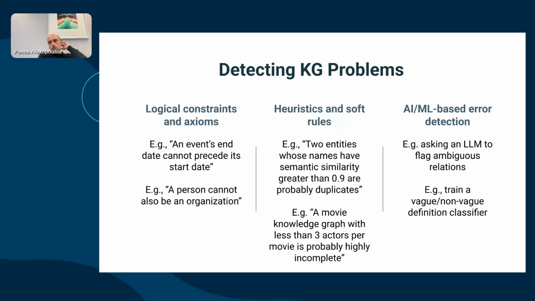And of course, we can be even more sophisticated and go on and build more machine learning based error detection techniques, including, for example, asking an LLM or building our own error detectors and classifiers, right? Like, for example, if we want to tackle ambiguity, we can ask an LLM to flag ambiguous relations. My recommendation there, my experience shows that we can already do a lot of things with the first 2 categories, right? Logical constraints and axioms, and then some basic heuristics and soft rules. For more advanced cases, we can and we should go for building more sophisticated AI and ML error detection systems.